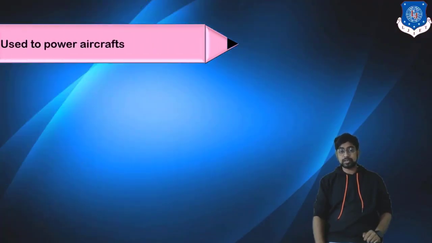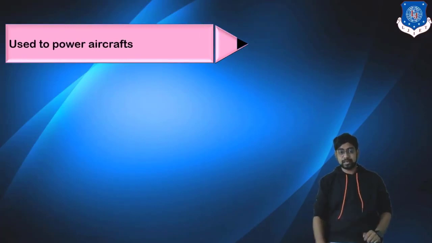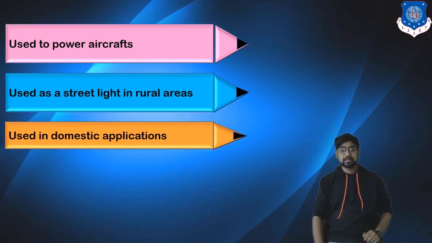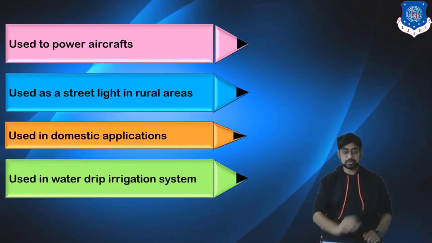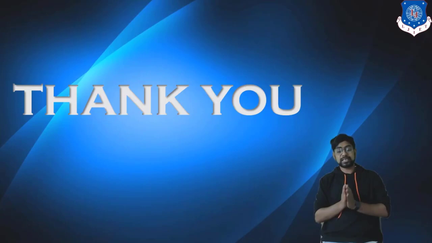So hope you have got this very well. It is also used in powering aircraft, as well as in street lights in rural areas, in domestic applications, that is in households, and in water drip irrigation systems also. So the basic concept of the solar cell is that first of all it is free of cost, the maintenance is very low, and you will get a wide range of applications for the same.